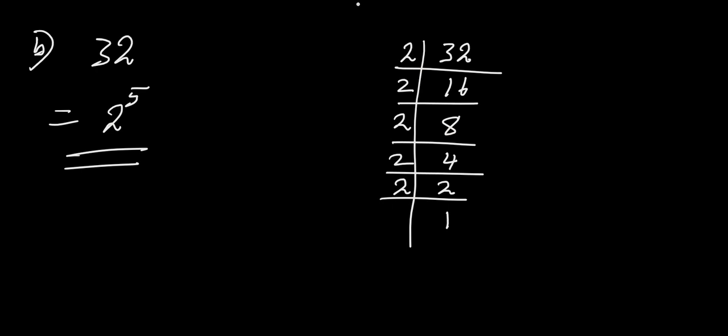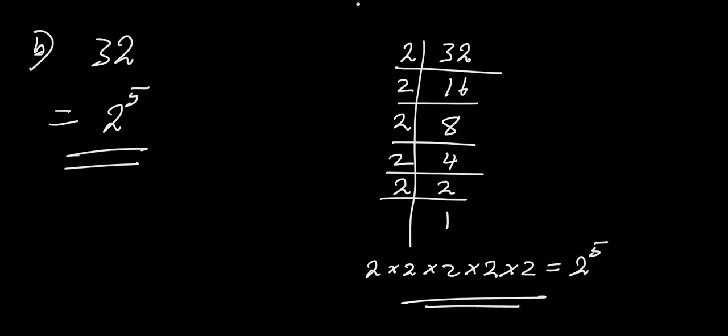So now if you want to count how many 2's you have here, 1, 2, 3, 4, 5. So this will be 2 times 2 times 2 times 2 times 2 into 5 places, and that's going to give you 2 exponent 5. All right, that is it. Okay, let's move on to the next question.